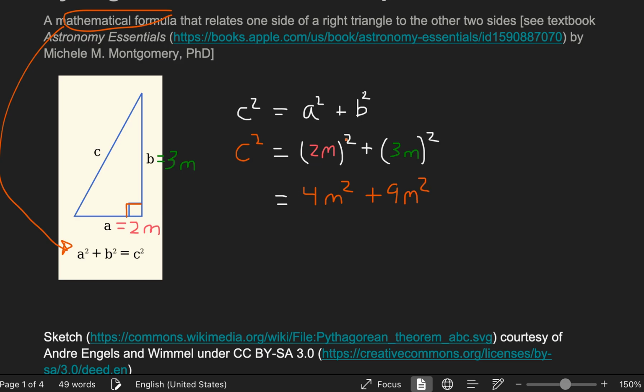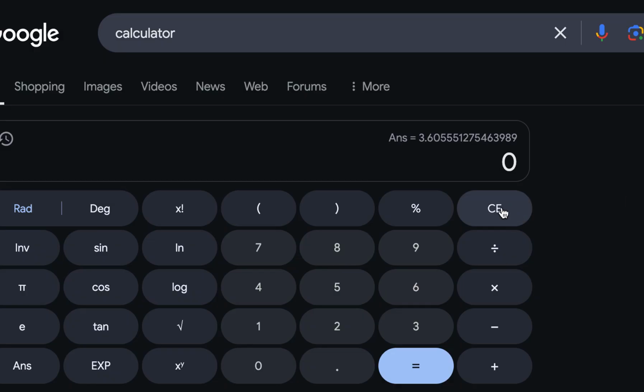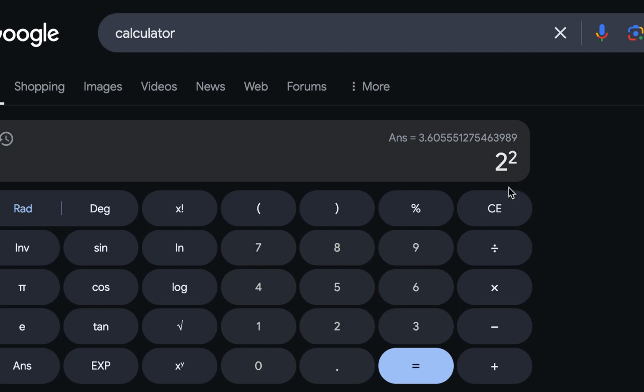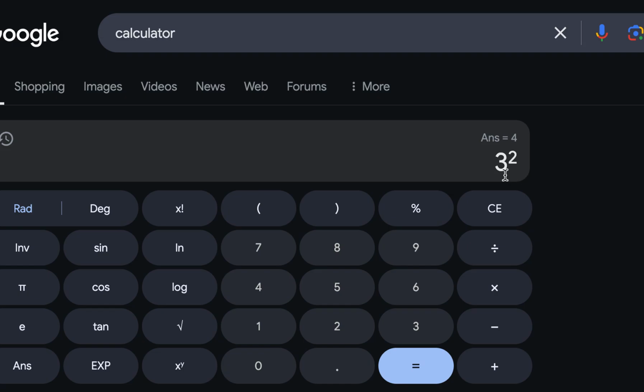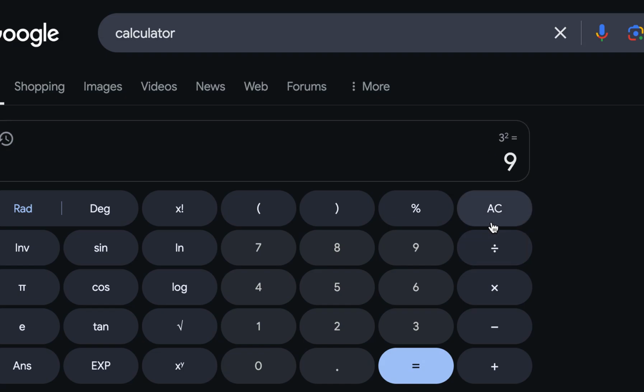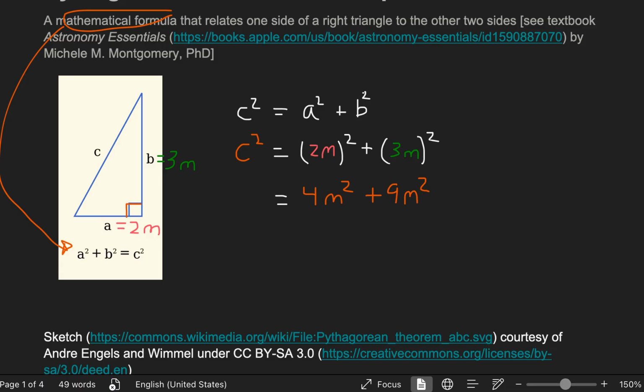Now, how did I know that 2 squared is 4 and 3 squared is 9? Well, you go to your Google calculator, and you put in your 2, hit the x to the y, and hit square. That's 2 squared, hit equal, and you get 4. Similarly, you put your 3, the x to the y, you get that little exponent box there, put the square in it, so you get 3 squared, hit equal, and that's 9. That's how we know that 2 squared is 4 and 3 squared is 9.